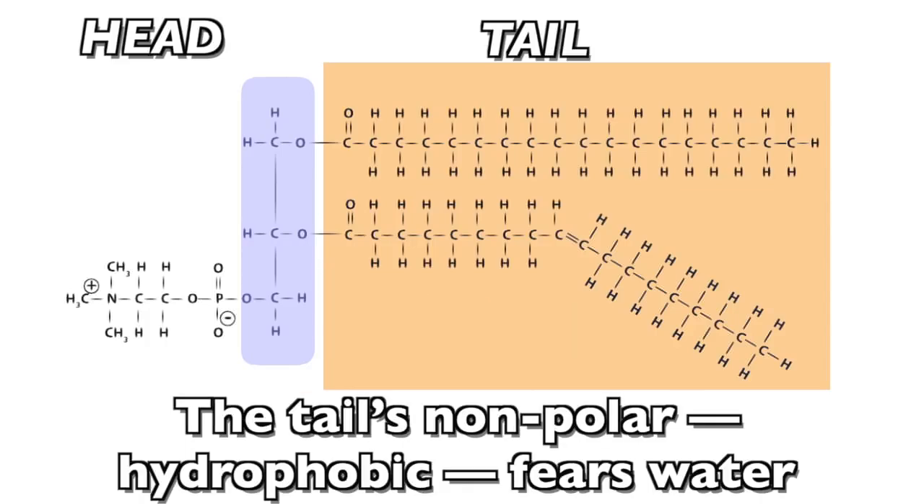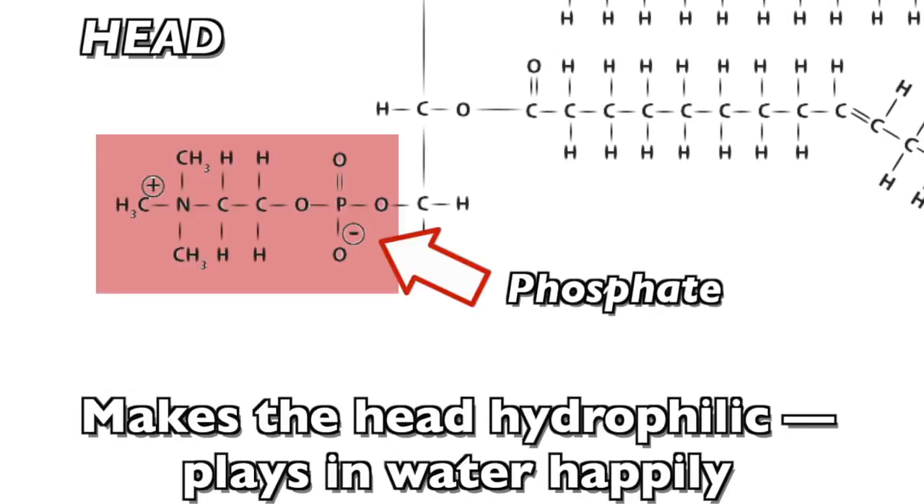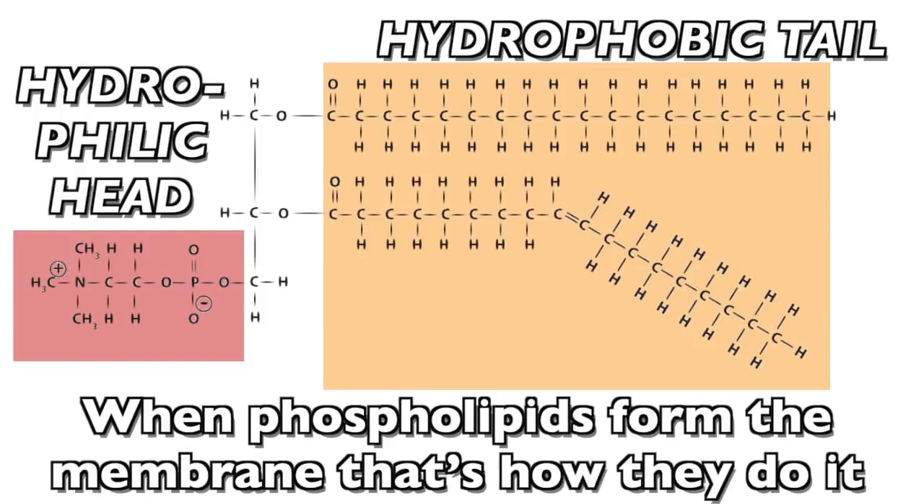It's made to order. The tail's non-polar, hydrophobic, fears water. The head's got a phosphate. It's charged negatively, makes the head hydrophilic, plays in water happily. So tail avoids water while the head's attracted to it. When phospholipids form the membrane, that's how they do it.